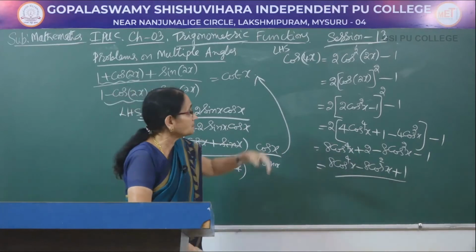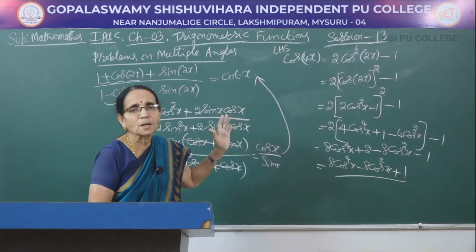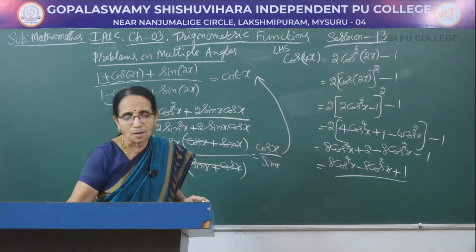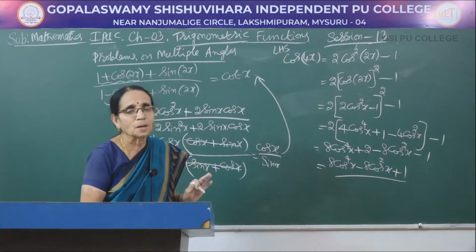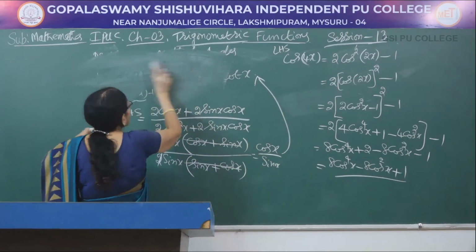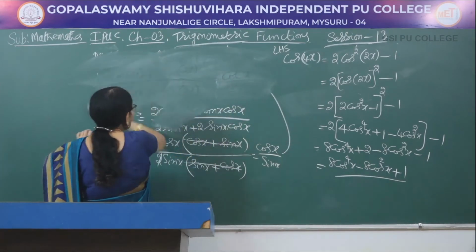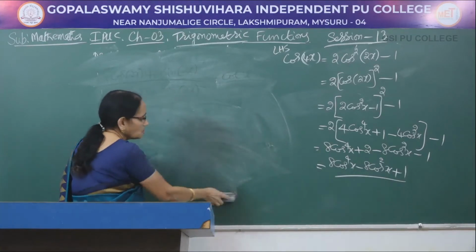So if the same problem can also be given as 8 sine to the power 4x minus 8 sine square x plus 1, then also you proceed along the same line, but we use the other formula 1 minus 2 sine square x. Procedure is same, but the formula we will be using would be different, that's all.